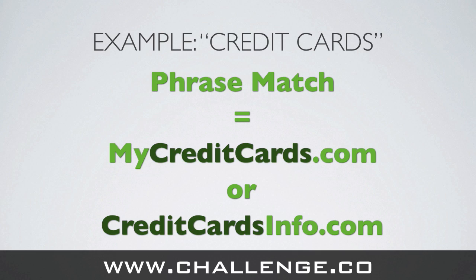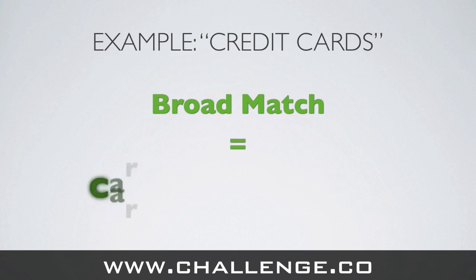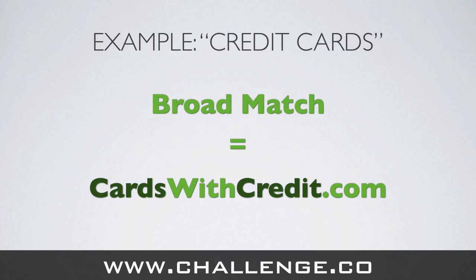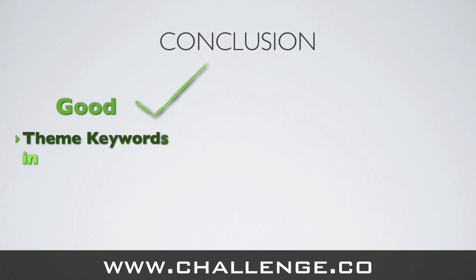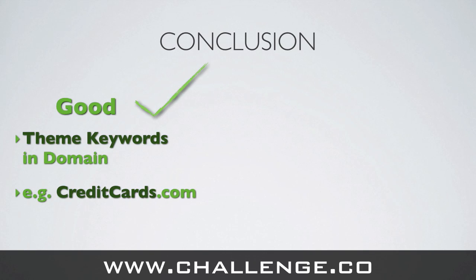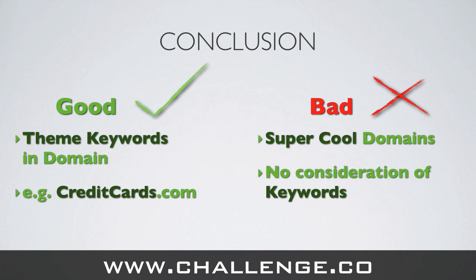Now, the ideal scenario when you're looking for domains is to try and get an exact match or a phrase match, but if you're still struggling, you can look at a broad match domain. So an example of a broad match domain name would be cardswithcredit.com. As you can see, this contains the words credit and cards, but they're in a different order and they've got another word in between. So to conclude, the less optimised your domain is for your target key phrase, the harder it's going to be to get your site ranking. So getting the right keywords in there at the beginning is going to save you loads of time, money, and months if not years of hard work and frustration.